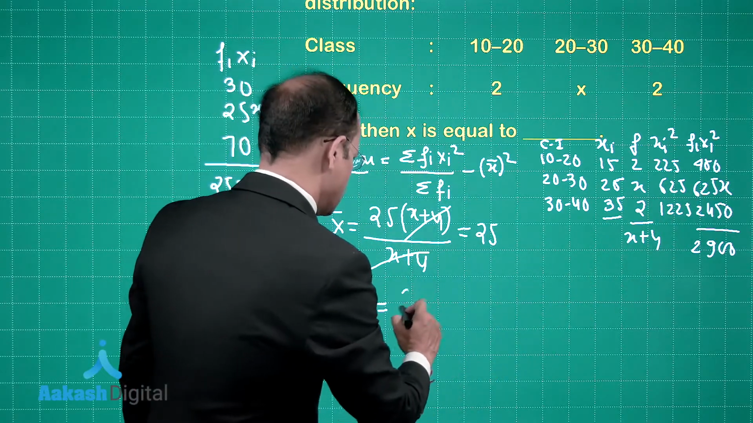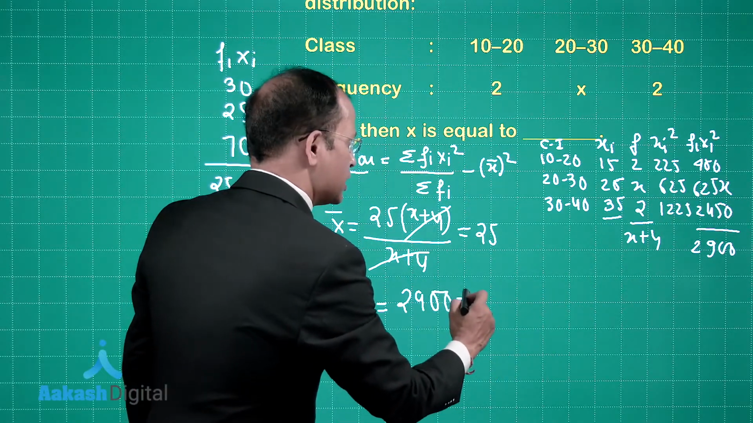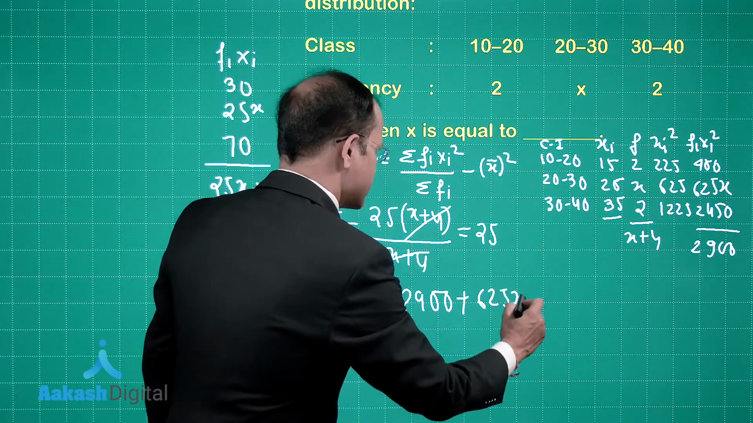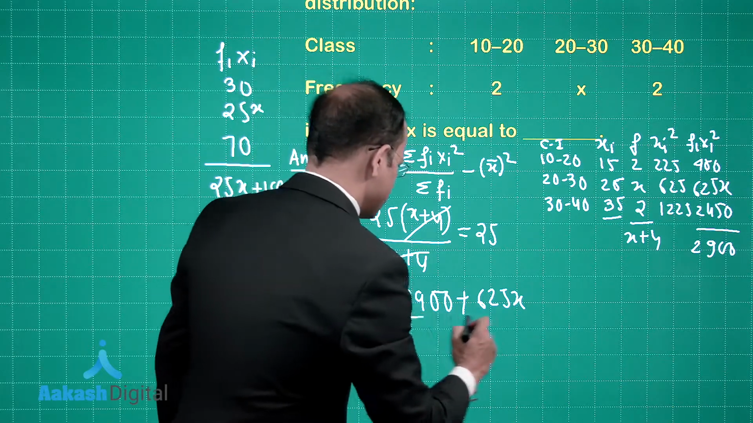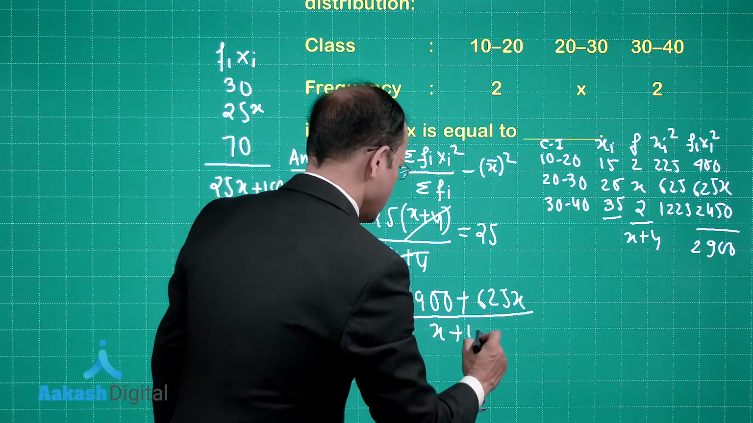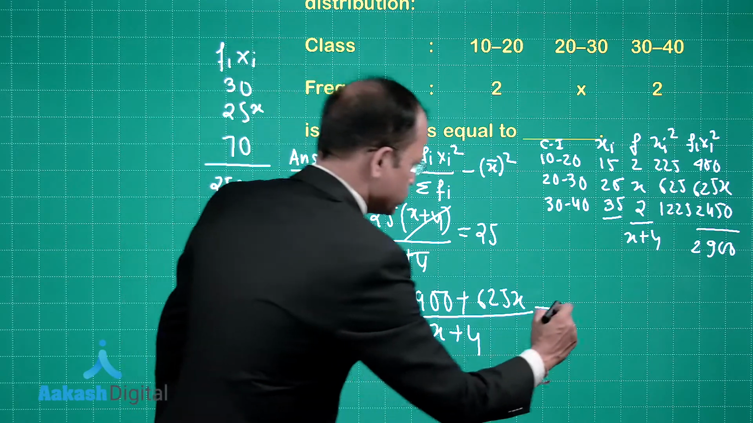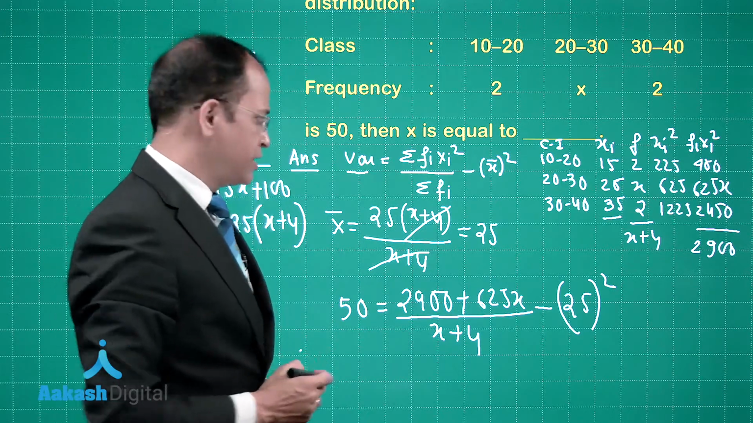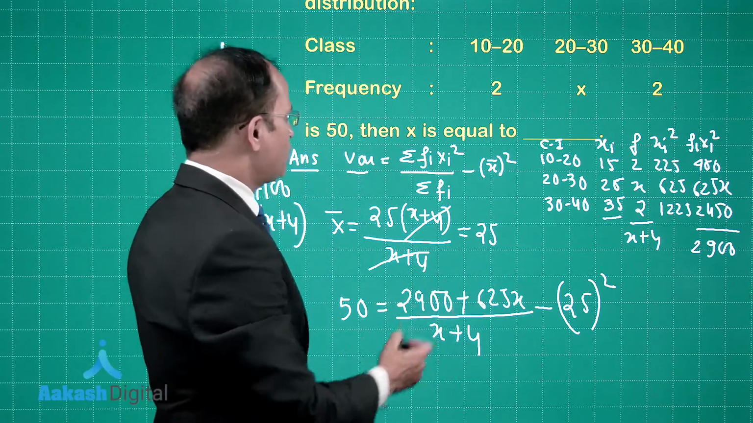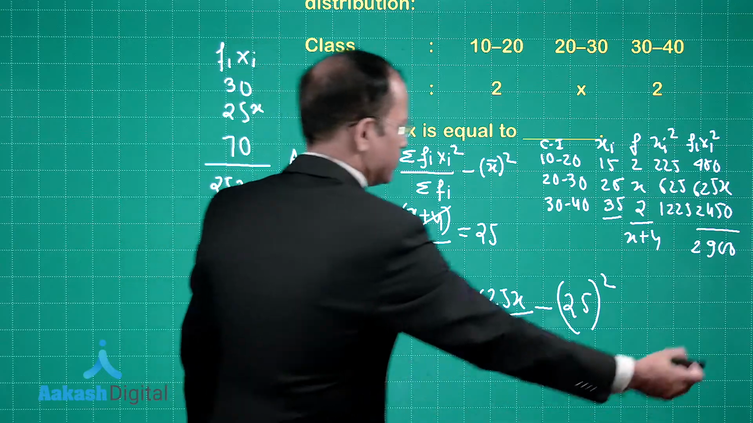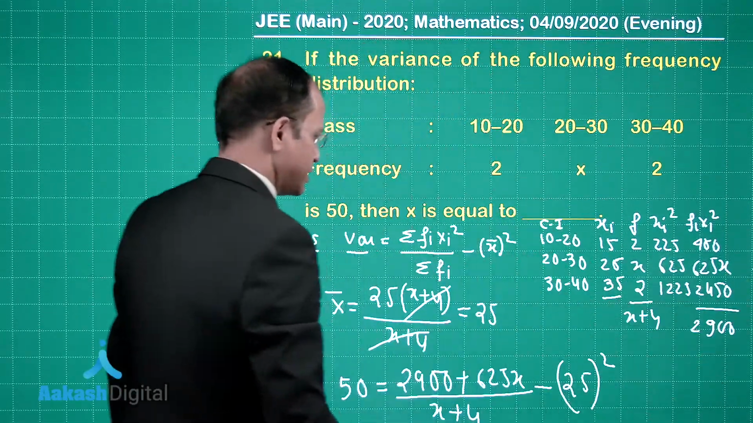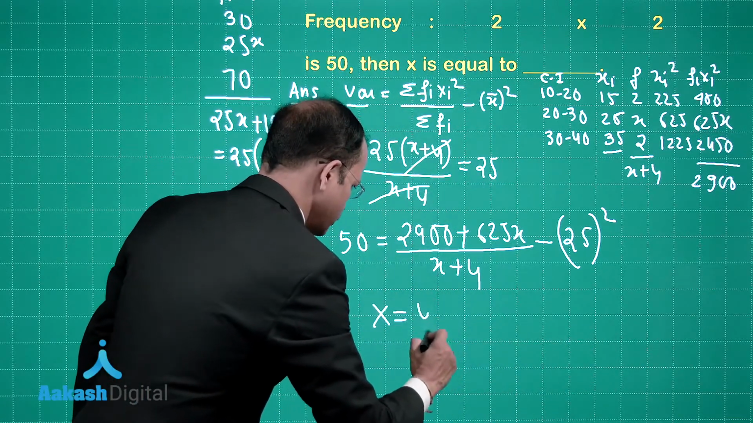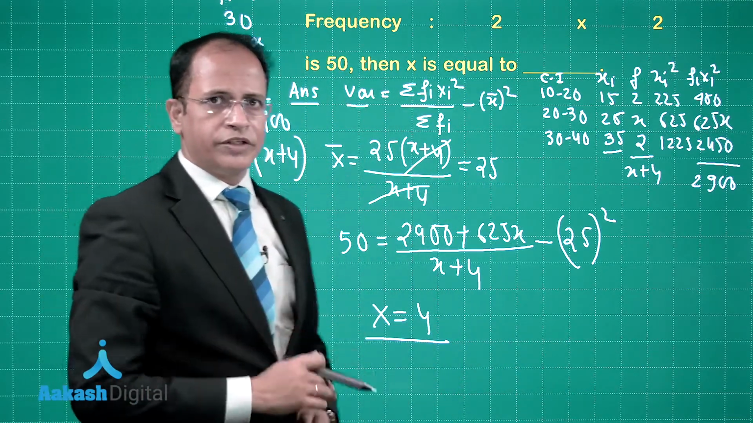So you can just write 2900 plus 625x, right, divided by sigma fi, that is x plus 4, minus x bar, that is coming out to be 25 square, right? So we can see 25 square, that is the mean we have. So once we solve it, the calculation part is going to be x is equal to 4. So just do this calculation, my dear students, we get x is equal to 4 here, right? So this is what we have.